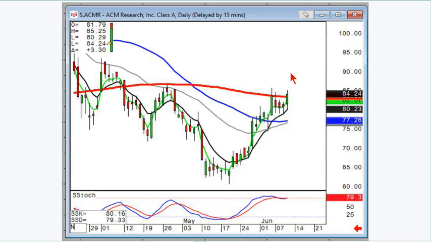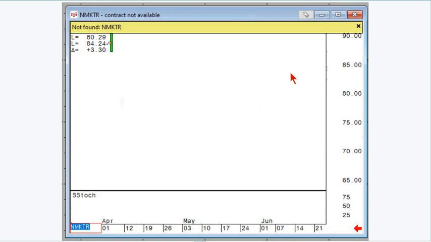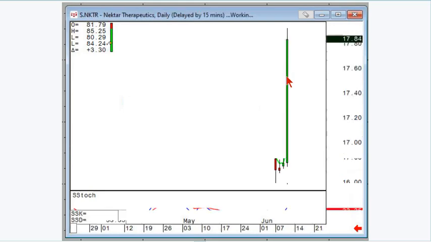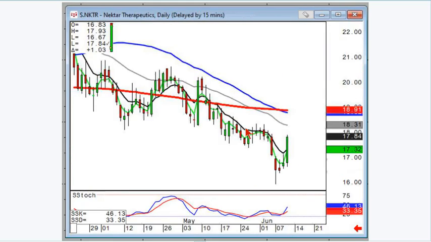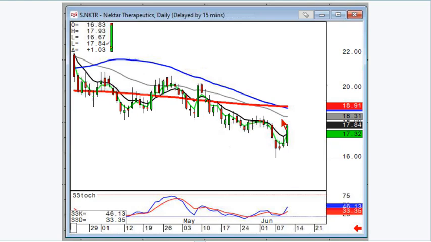Kind of a little mini scoop on this one. Where are your potential targets? Back up here to the moving averages.